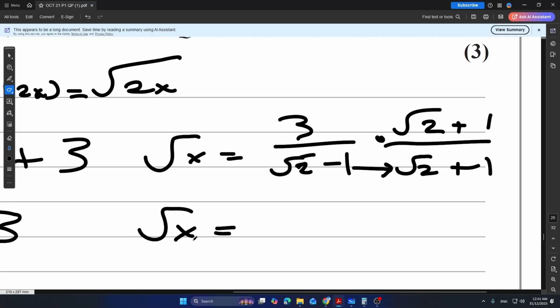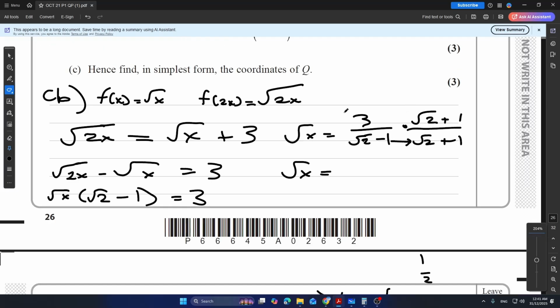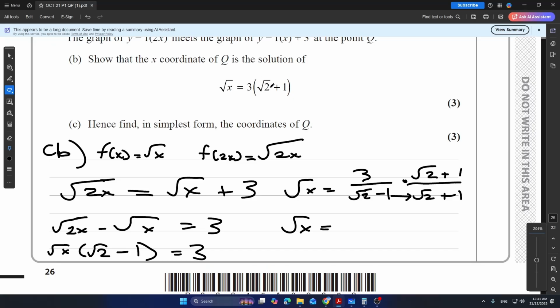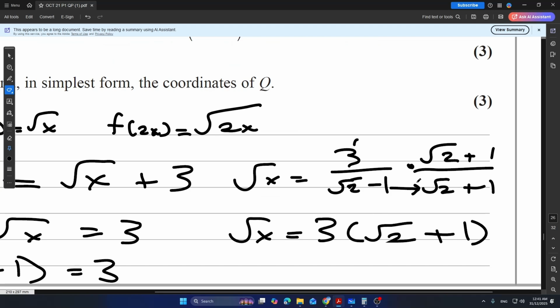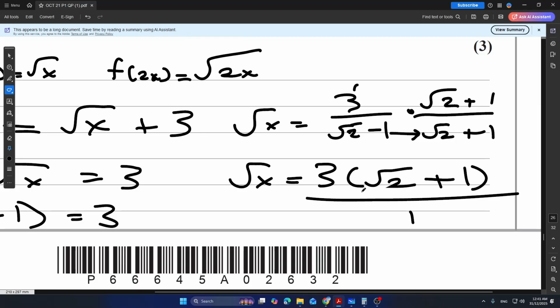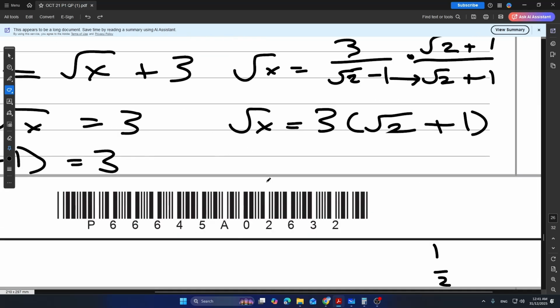So root x equals, and if I multiply this with this, as you can see here, 3 bracket root 2 plus 1, because I'm multiplying with these two. So we got it. When I multiply them with a calculator, you're going to get 1. So it's basically me writing this, the same as without the 1. So this is our answer.